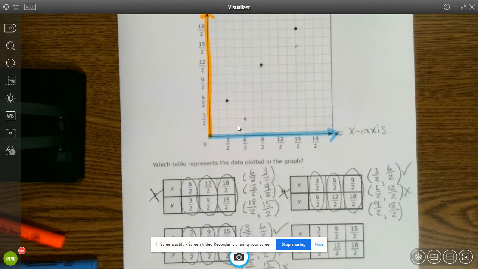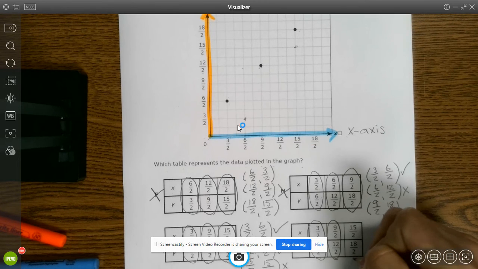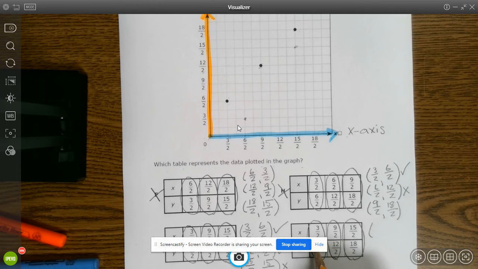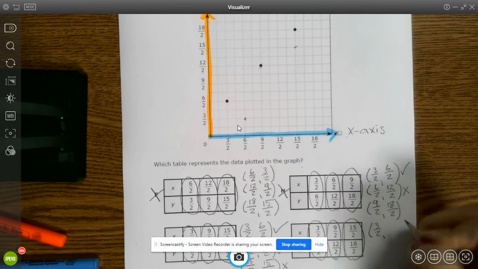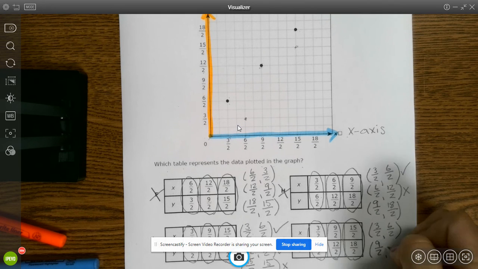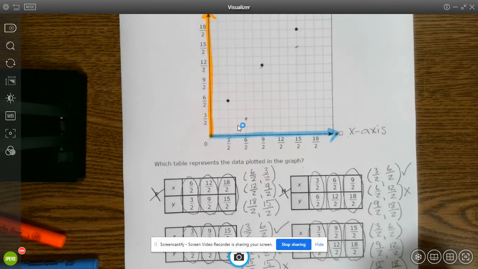And my last one. Let me circle all of my ordered pairs. Okay, now I'm going to write my ordered pairs to the side. My X coordinate is 3 over 2. My Y coordinate is 6 over 2. My next one, 9 over 2 is my X coordinate. 12 over 2 is my Y coordinate. And my last one, 15 over 2 is my X coordinate. And 18 over 2 is my Y coordinate.